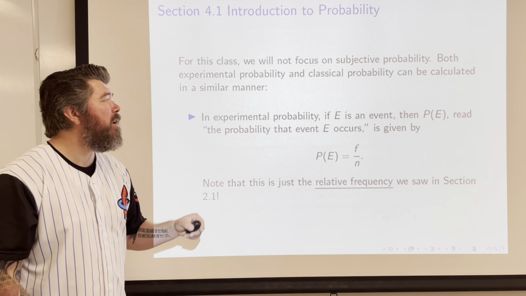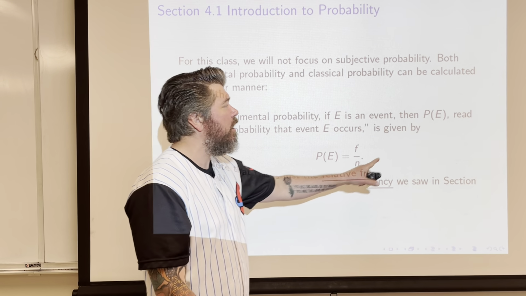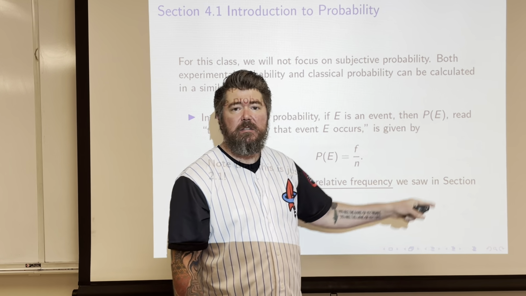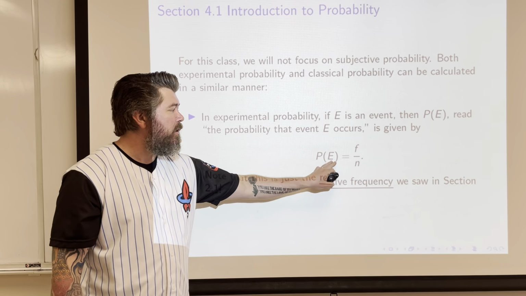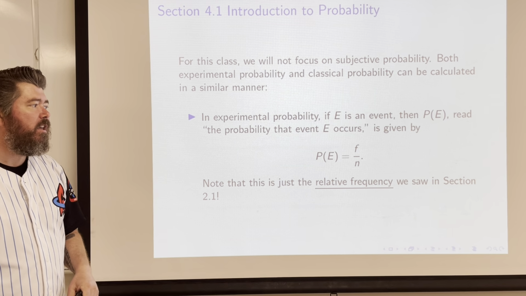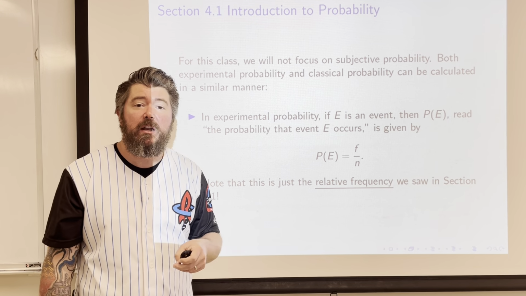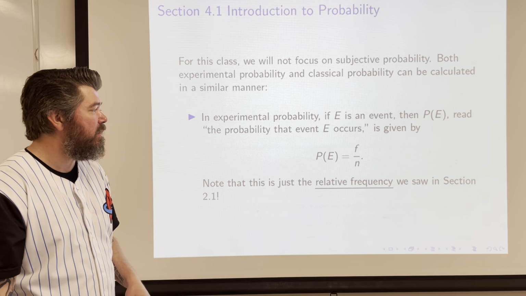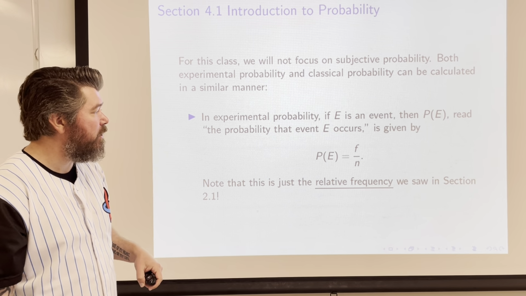In experimental probability, if E is an event, then we denote the probability that E occurs using this notation, the probability of E. So the parentheses are read "of." So the probability of E is our F over N. So notice that this is just our relative frequency. If we go back to 2.1, remember when we were creating our frequency distributions, F over N was our relative frequency, right? So our experimental probability is really just our relative frequency.